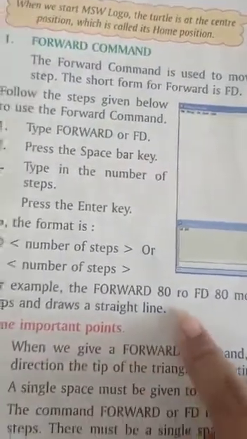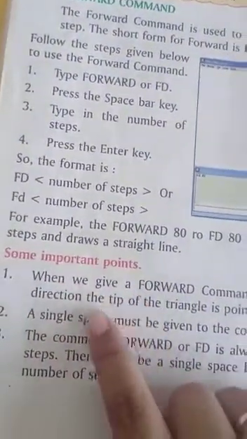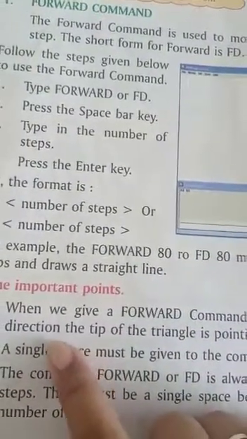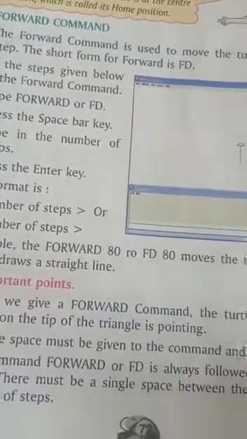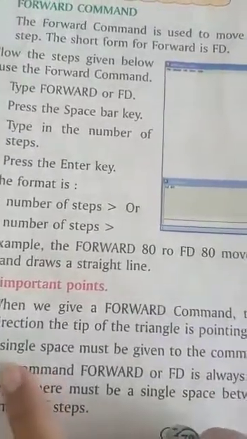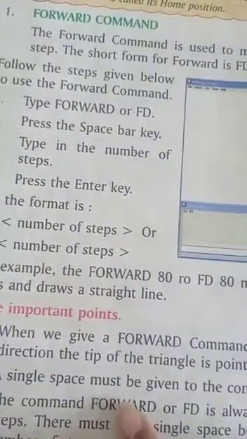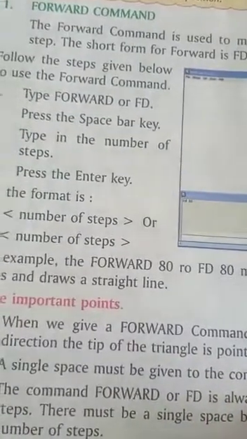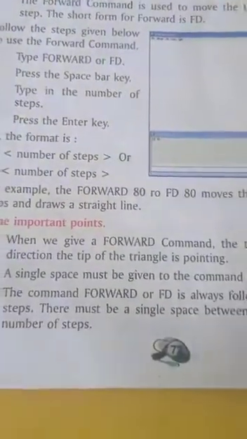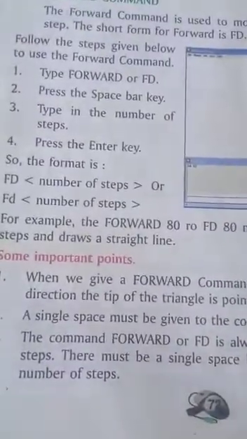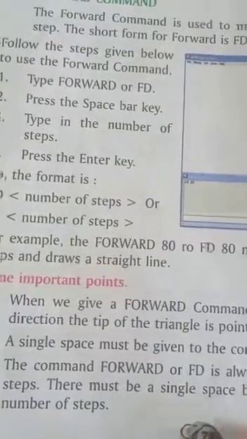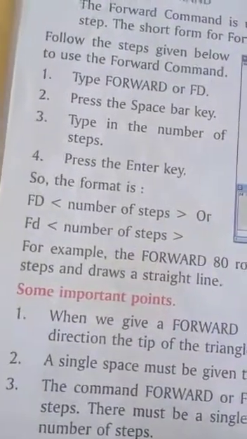a straight line. Some important points: when we give a forward command, the turtle will move in the direction the top of the triangle is pointing. A single space must be given between the command and the number. The command forward or FD is always followed by the number of steps.